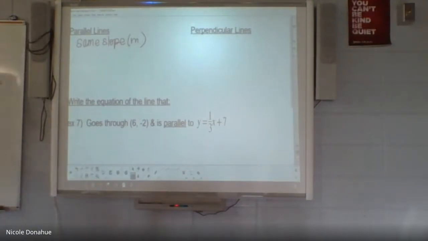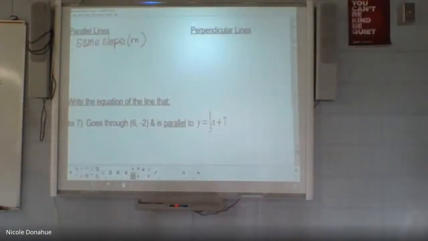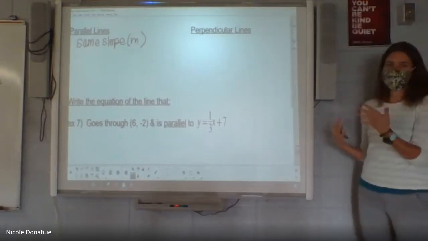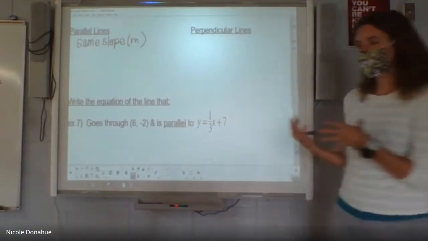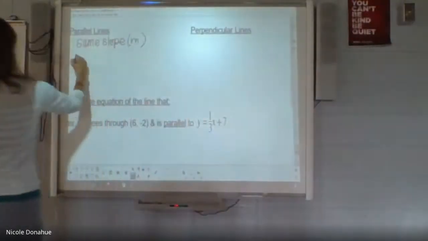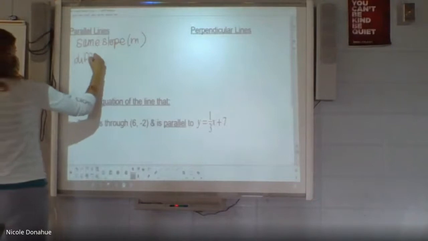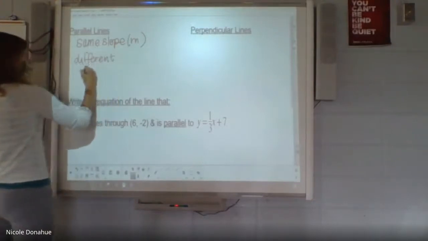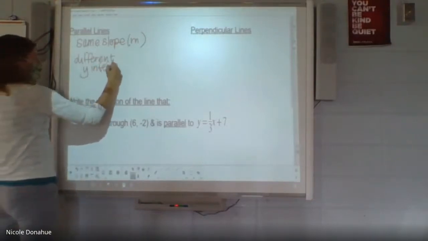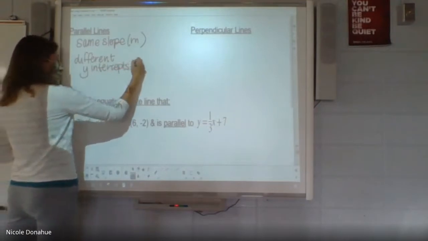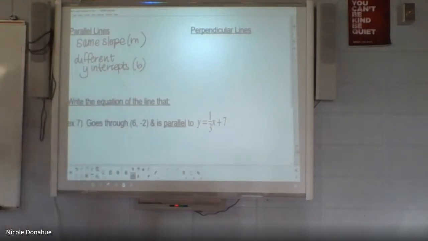Now, one of the things that does have to be true for sure is that the y-intercept can't be the same. If they're parallel lines, they never touch. So their y-intercept can't be the same point. So we're going to have to find new y-intercepts. They have the same slope, but they're going to have different y-intercepts. Otherwise, if they're the same y-intercept, they actually are the same line.